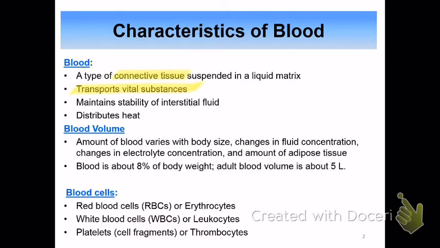So that's what it does. How much do you have? That's just average. Obviously, the bigger you are, the more blood you have. But blood is about 8% of your body weight. And then you want to know that last part, the 3 types of blood cells.